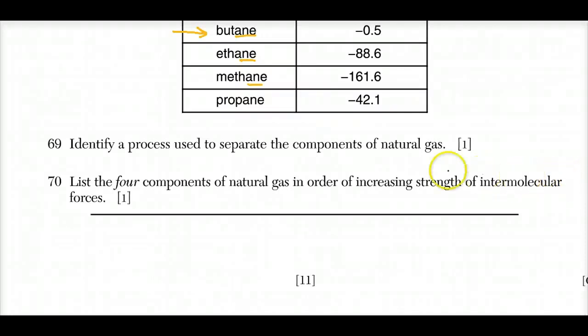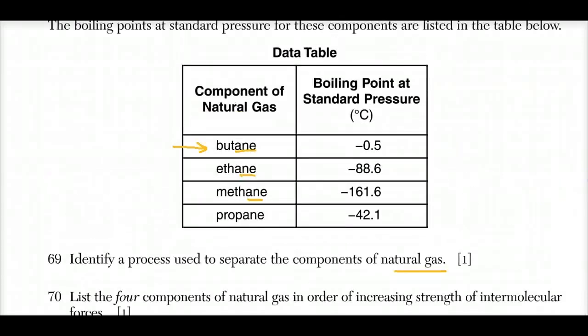Identify a process used to separate the components of natural gas. So natural gas clearly has different boiling points. And how could we separate something with different boiling points? These are hydrocarbons. These are fossil fuels. I guess the best way to separate something based on boiling them at different temperatures is distillation.